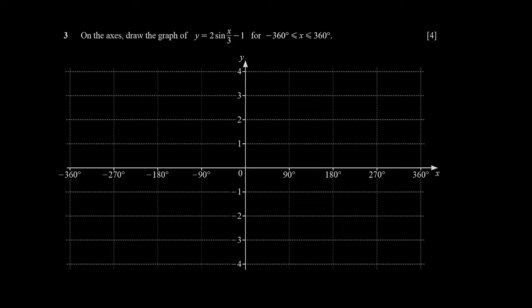Okay, here we are in question 3, which is a trigonometric graph sketching question. On the axis below, draw the graph of y equals 2 sine (a third x) minus 1 for x between negative 360 and positive 360.